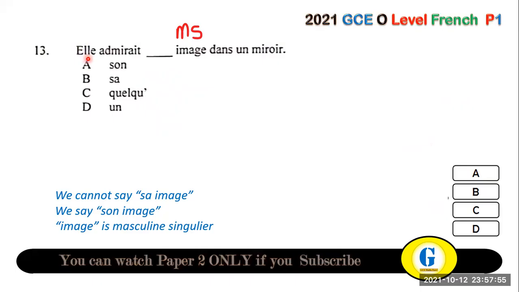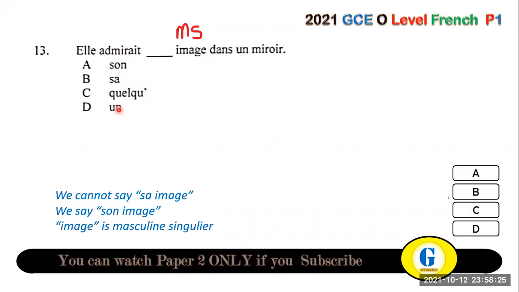Elle admirait blablabla image dans un miroir. So we cannot say elle admirait sa image because image is a masculine noun and it's singular here. So you cannot say sa. We cannot also say quelque image. This quelque cannot go here because this one is mostly when you want to say something like quelqu'un, quelqu'une.